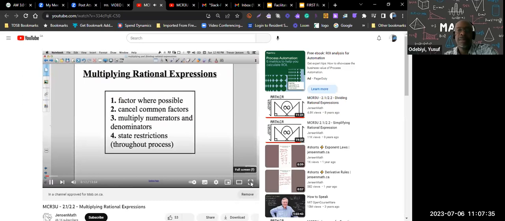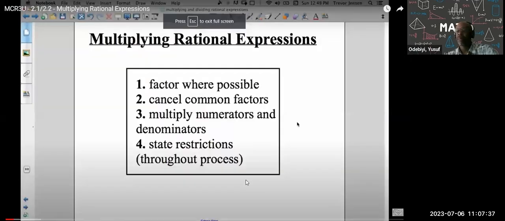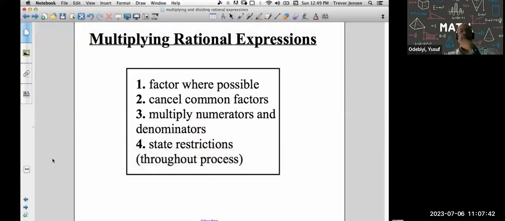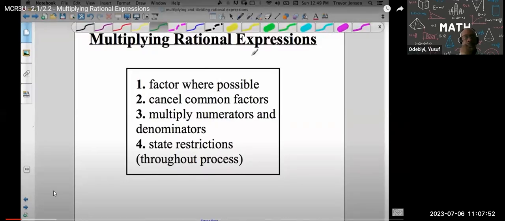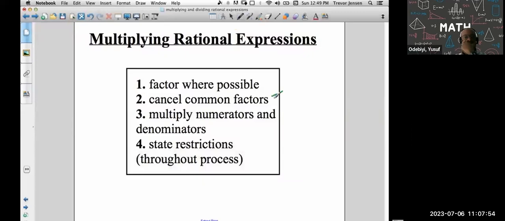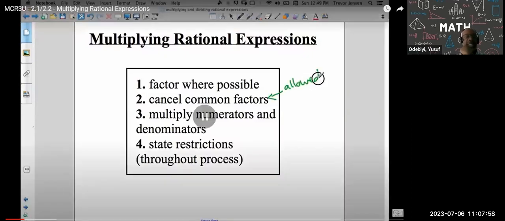So first of all, you're going to look at the numerators and denominators of both the rational expressions, see if there's anything you can factor. And then once it's been factored, see if there's any factors that you can cancel out. Keep in mind that when multiplying rational expressions, you are allowed to cross cancel. Let's get into an example.